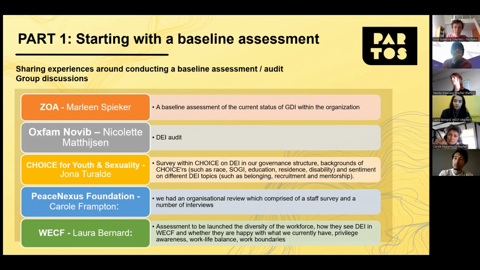And so, as you can see here, some of the questions that we asked were how they see DEI in the WECF so far. Are they happy with it? How they see equity? But there were also some questions about privilege awareness, work-life balance, and work boundaries. And so we hope that participating in this trajectory by Partos will give us guidance for the next steps.